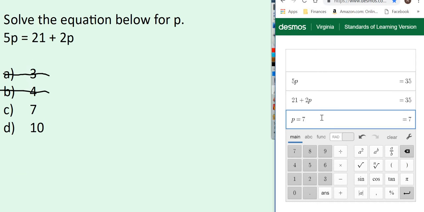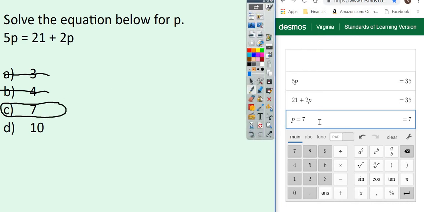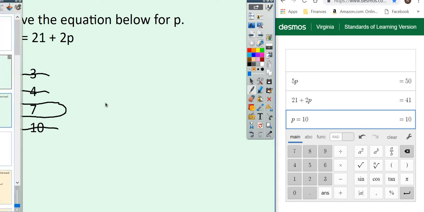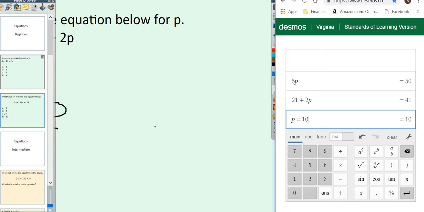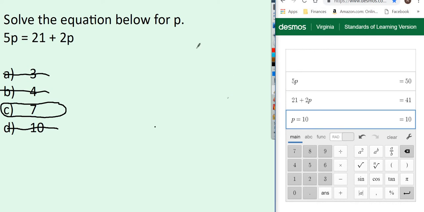Let's try 7. 35 and 35, that looks like our winner, but just in case, let's go ahead and do 10. 50 and 41 are not the same. So that's how easy it is. Sorry about that, I keep getting that in the wrong place. That's how easy it is to get these done. Okay, that's all you have to do to make sure that if you're doing a multiple choice problem that you get the right answer right away.